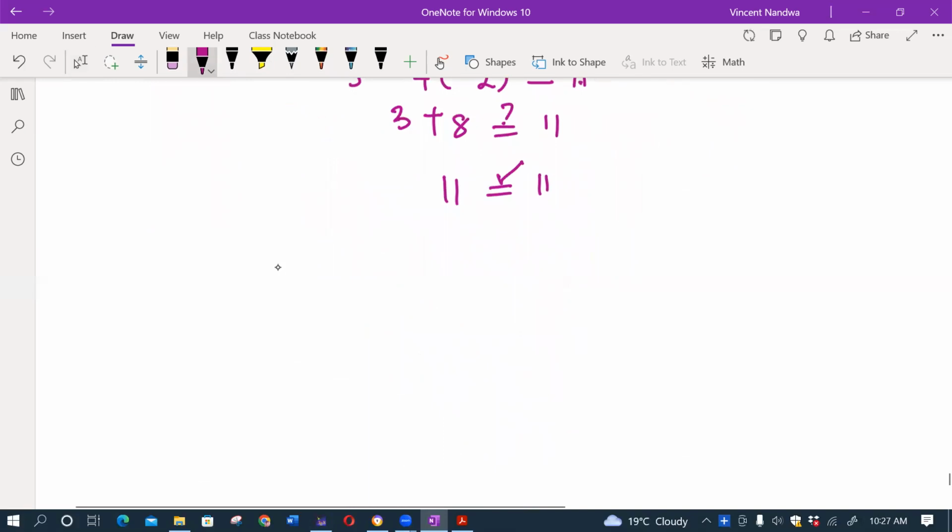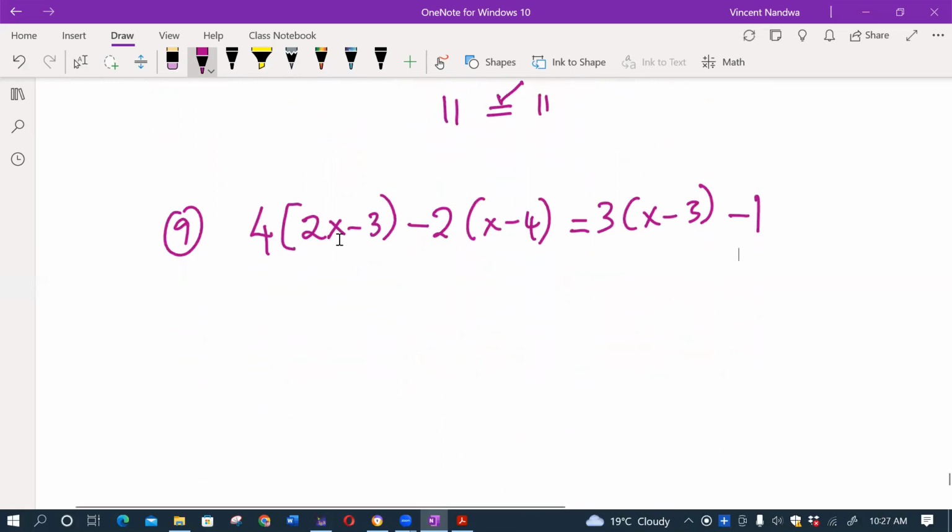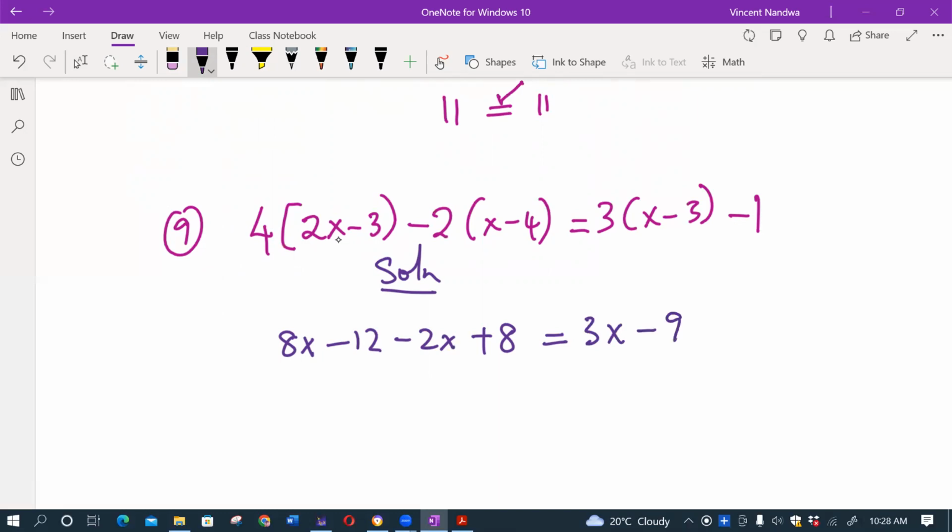Number 9, 4 into 2x minus 3 minus 2 into x minus 4 equals 3 into x minus 3 minus 1. So we are solving for x. Step 1 is to open the brackets and respect signs. So you have 4 by 2x is 8x, 4 by minus 3 is minus 12, minus 2 by x is minus 2x, minus 2 by minus 4 is positive 8, 3 times x is 3x, 3 by minus 3 is minus 9, and then minus 1.